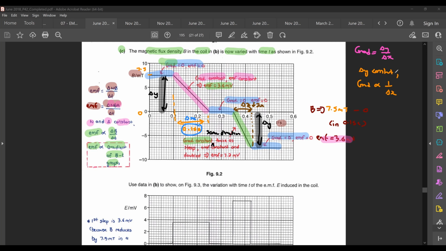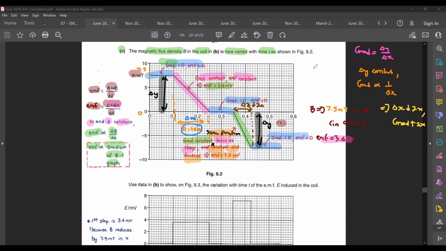So if your delta x is smaller by 2 times, your gradient by right should be increasing by 2 times. So your gradient here is constant, twice as steep. Therefore, your EMF will be constant and double. So your EMF here is 7.2 millivolts. There's no negative here, all right? Because you are having your gradient in the same direction. So you now want to put in your values.